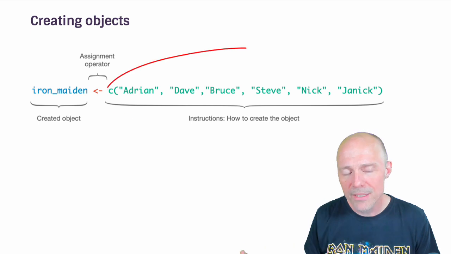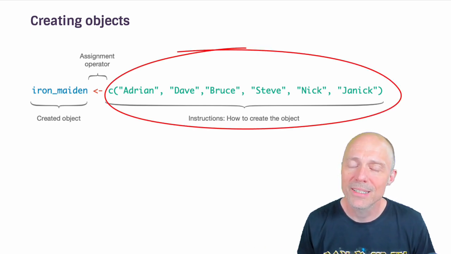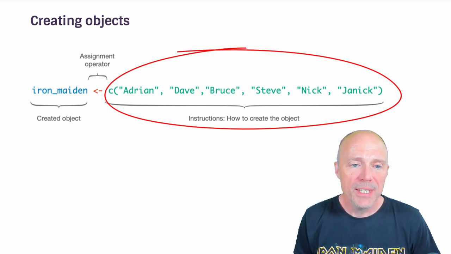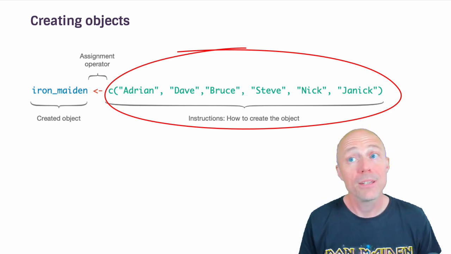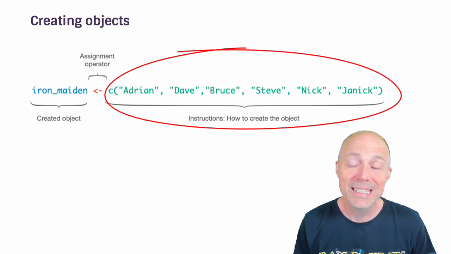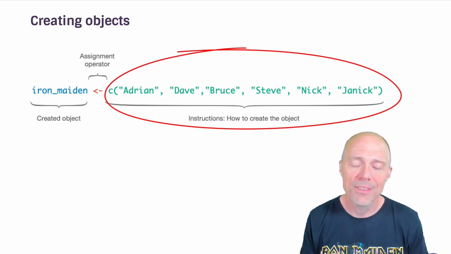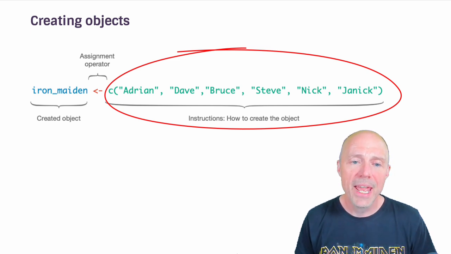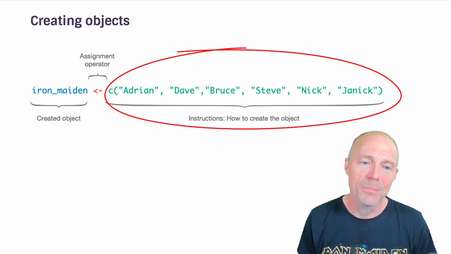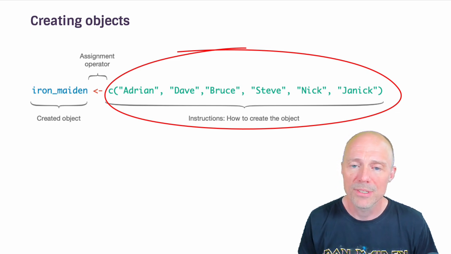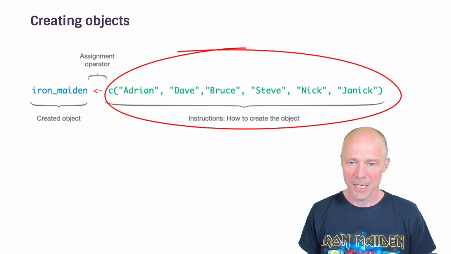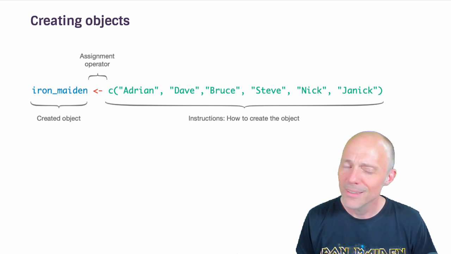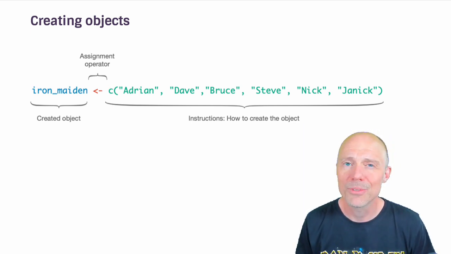And then on the far right, we have an instruction that is given to R about what to create, so how we create it. In this case, we're using a function, called c. There's another video on functions. What this does is it collects things together. The things we're collecting together on the right-hand side are the first names of the band members of Iron Maiden: Adrian, Dave, Bruce, Steve, Nick, and Yannick. Possibly in order of preference, actually, now I come to look at it, but that was subconscious.